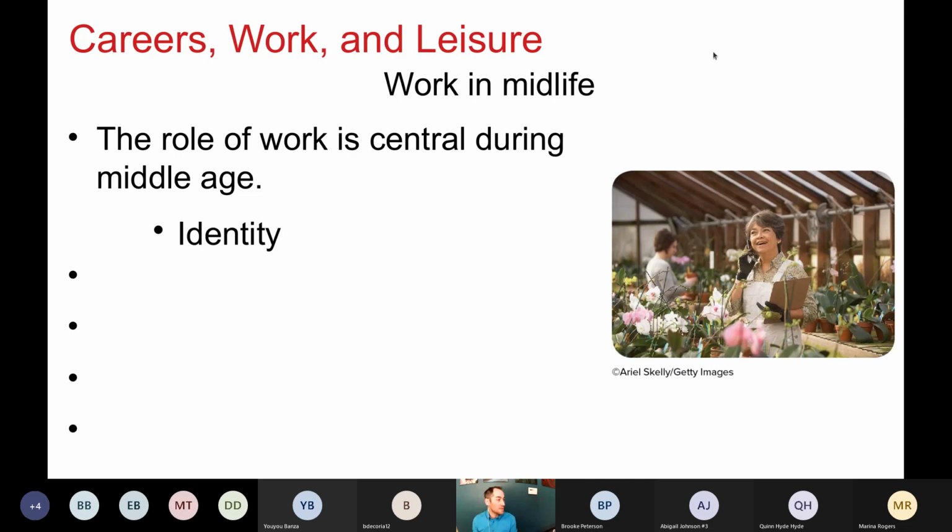All right, so work is really central to a lot of middle adults. It's a big part of their identity. This is one thing that might change about their identity if they have to shift careers or they go from a position.